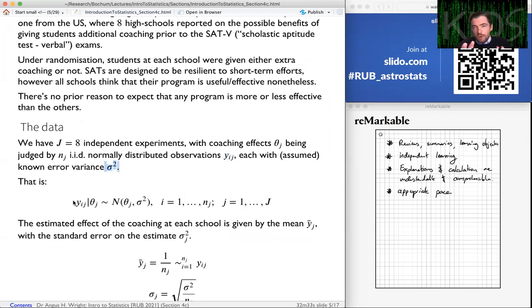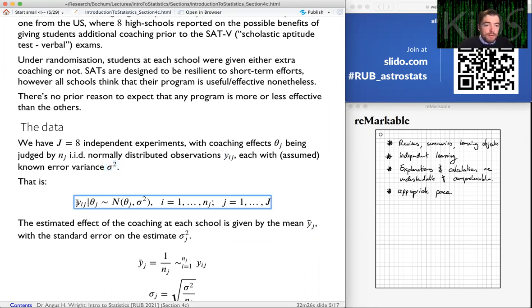So that's a lot of words. What does that mean in practice? It means that the likelihood that we have is a very simple one. We have observations given some underlying coaching effect, which is a Gaussian that centers on the effect, the amount of improvement that their coaching gives you, with some scatter. And there are data points for each student and each school.